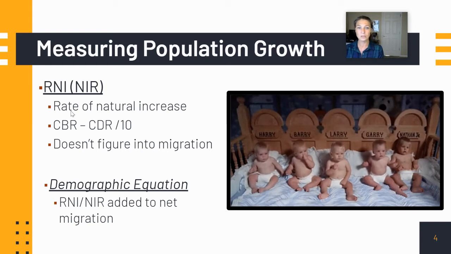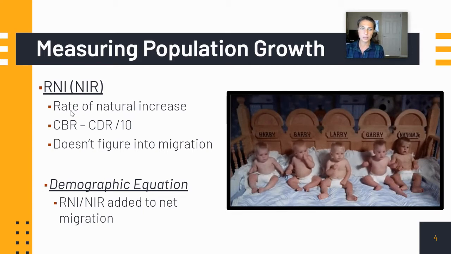The way in which you determine the rate of natural increase is by taking the crude birth rate and subtracting the crude death rate and dividing by 10. That gives you an average of how fast the population is growing. What it does not figure in is migration. So if you want to account for the total population growth or decline, you'd want to use the demographic equation, which is RNI added to the net migration, which is how many people came in minus how many people left.